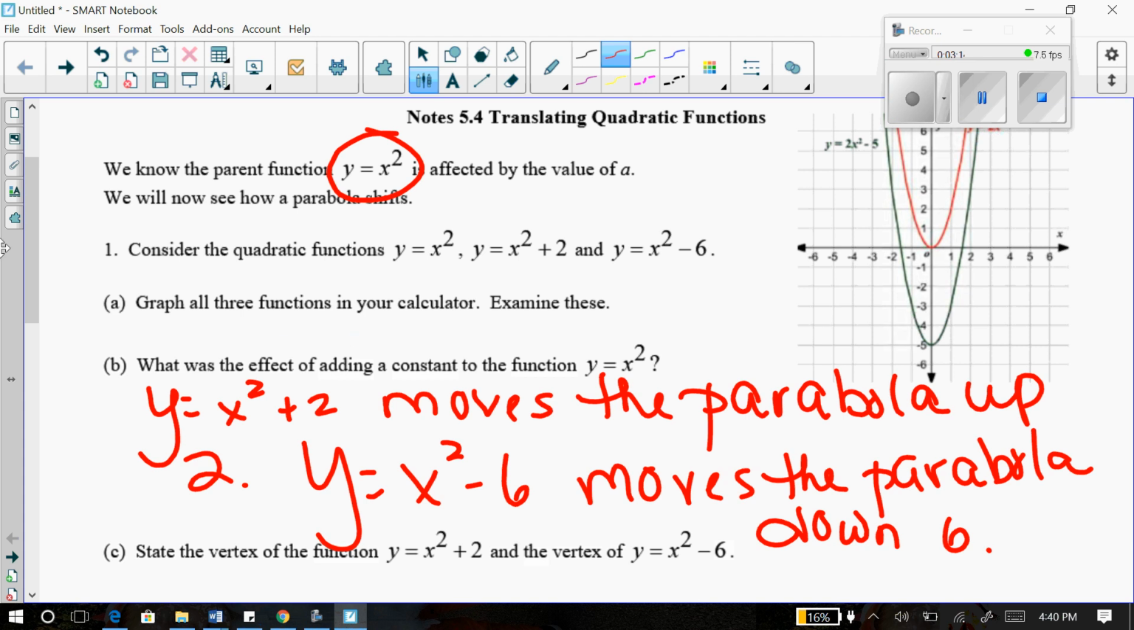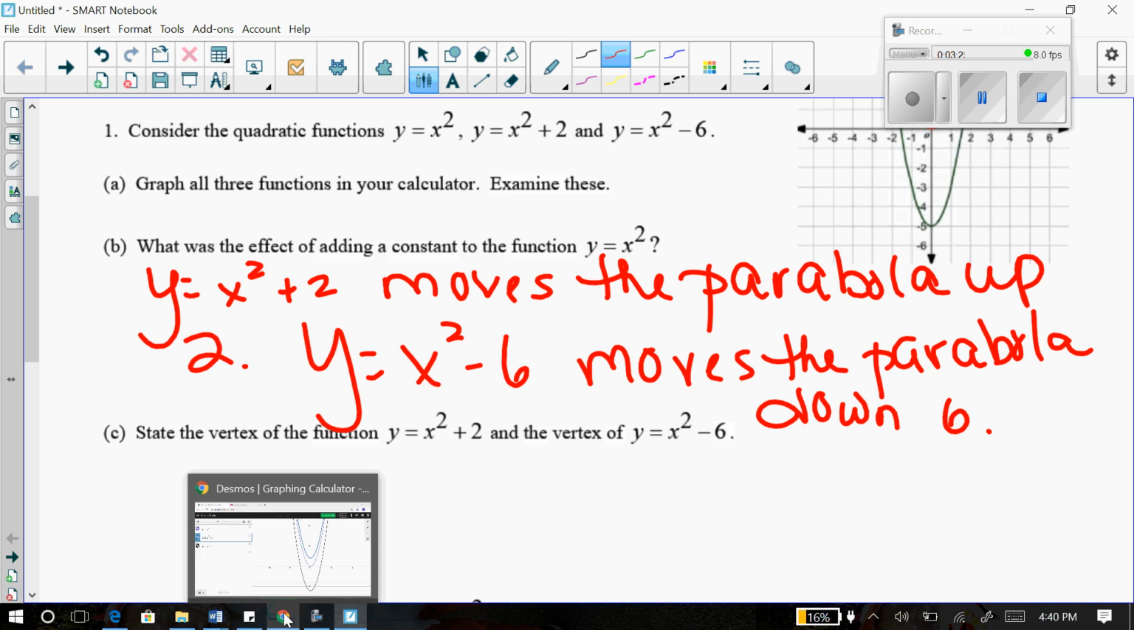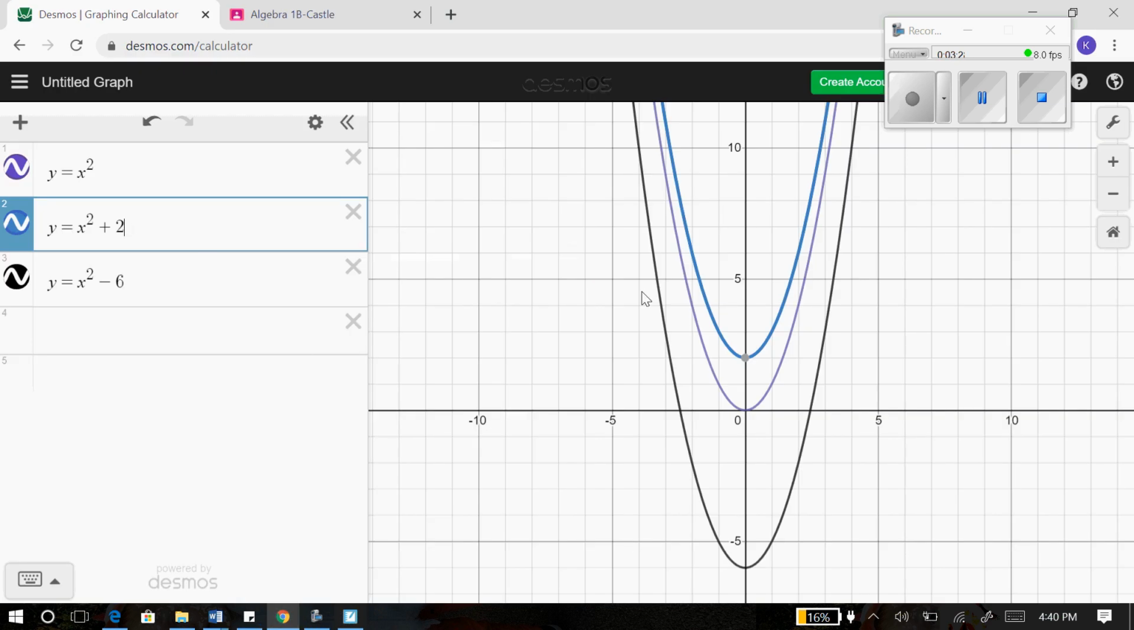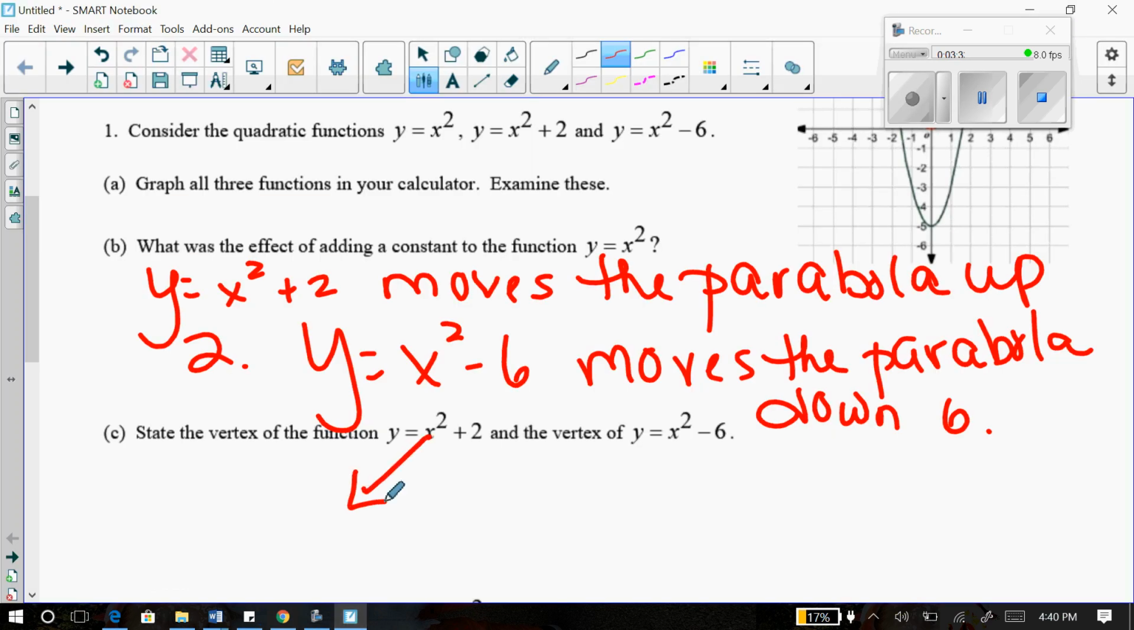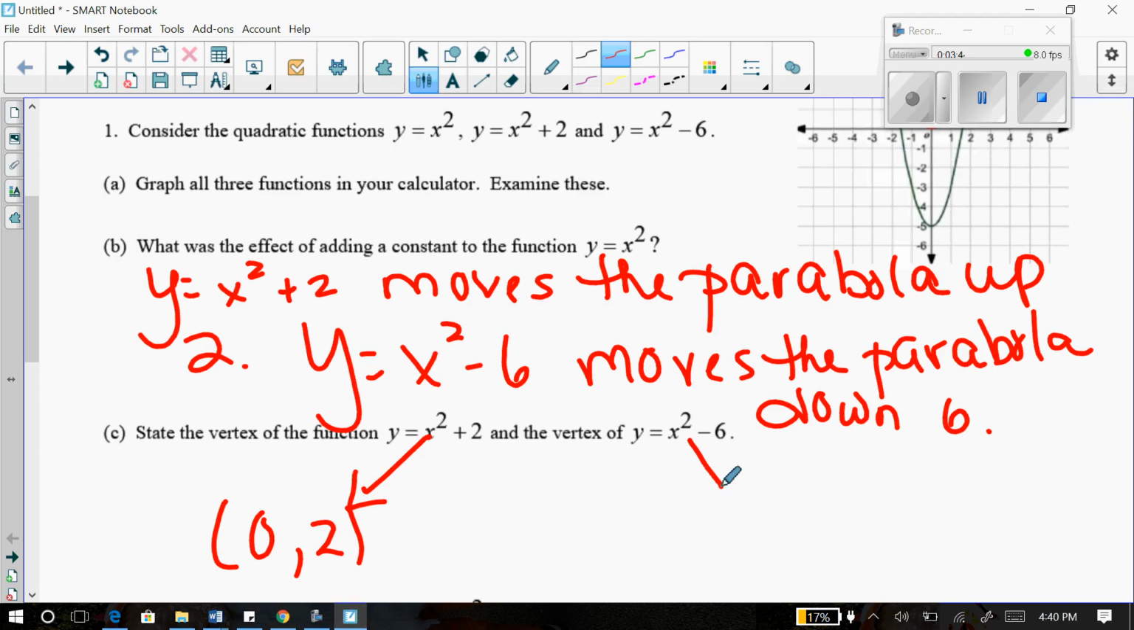Now I know you don't have these notes in front of you, so just pay attention, follow along, because you'll have a chance to do a quote-unquote homework assignment next. So state the vertex of the function y equals x squared plus 2. Let's go to it. Y equals x squared plus 2 was my blue function, so the vertex, it tells me, is 0, 2. The vertex of the black function here, it tells me it's 0, negative 6. Okay? And we know they're minimums because they are the lowest points on the graph.